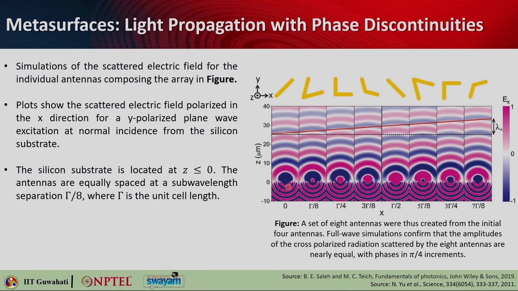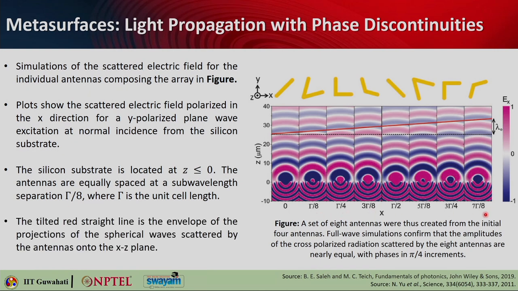And another important thing to notice here is that the antennas are equally spaced at sub wavelength separation of gamma by 8, where gamma is basically the length of the unit cell. So, total length is gamma. So, you have equally spaced them, okay. And this is how the spacing is 0, gamma by 8, gamma by 4, 3 gamma by 8, and so on, okay.